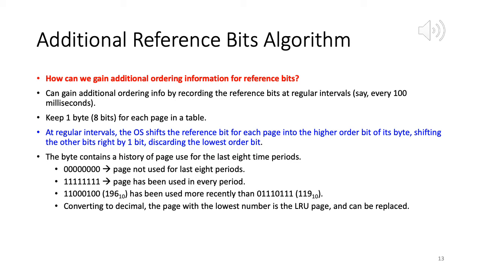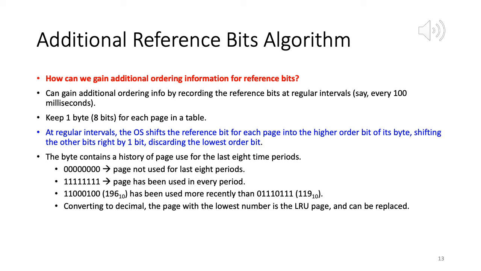So let's say a page with a value of 196 decimal has been used more recently than a page with value 119, again decimal. So converting to decimal, the page with the lowest number is the LRU page, and it can be replaced.